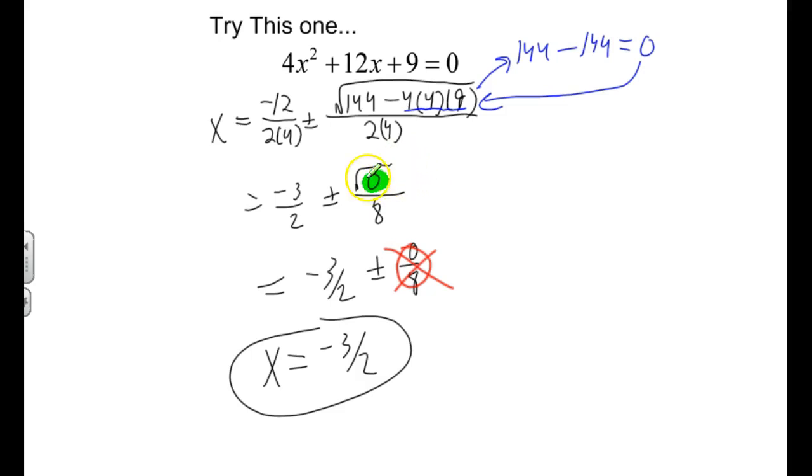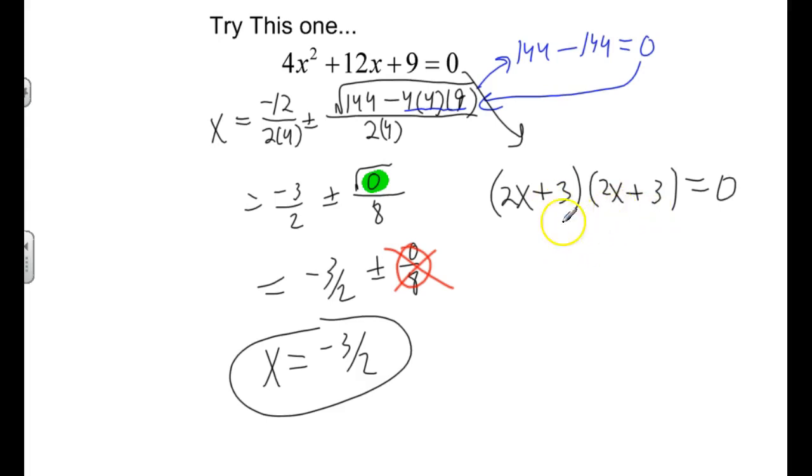It kind of makes sense in the context of this. Let's take a second and just factor this guy. If I were to factor this, kind of recognize it, 2x and 2x. Square root of 9 is 3 and 3, and it's plus and plus. I think this works out.